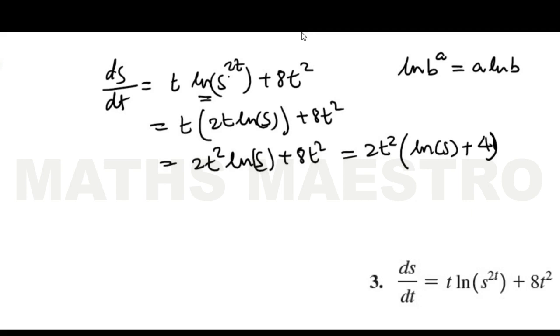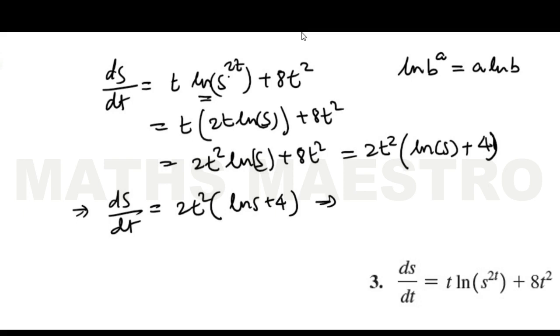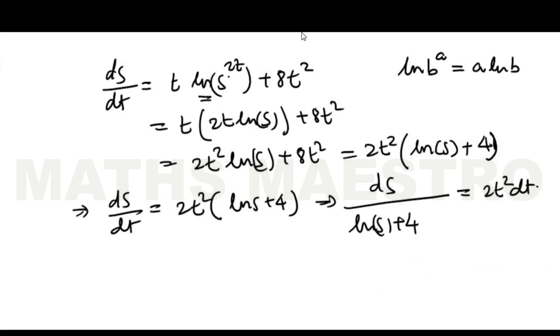Now we can very easily separate this equation. ds/dt is 2t^2 (ln s + 4), and t can be written with t and s can be written with s by cross multiplication. We can write it like this: ds/(s(ln s + 4)) = 2t^2 dt. Okay, question number 3, the given equation is very much separable.